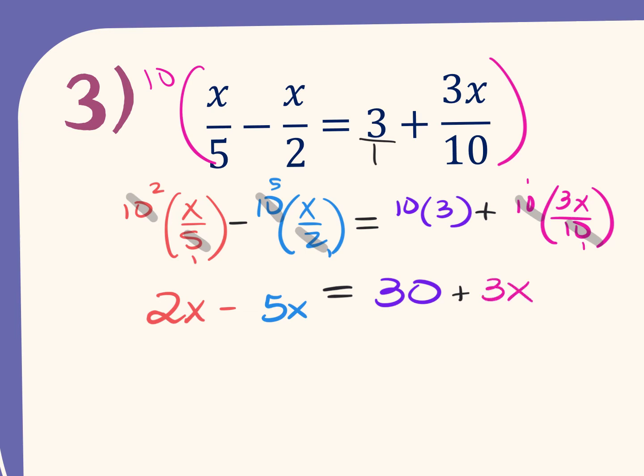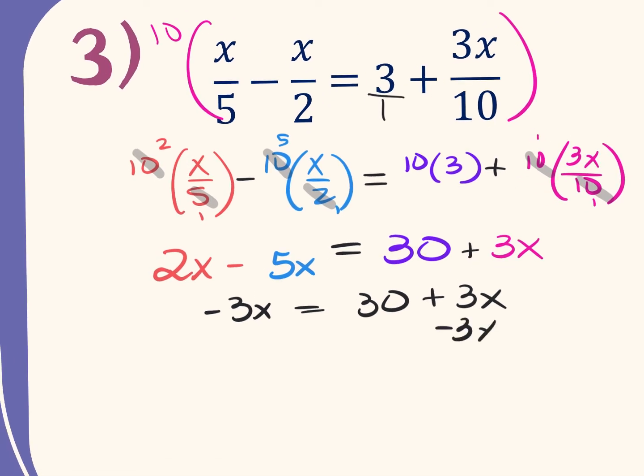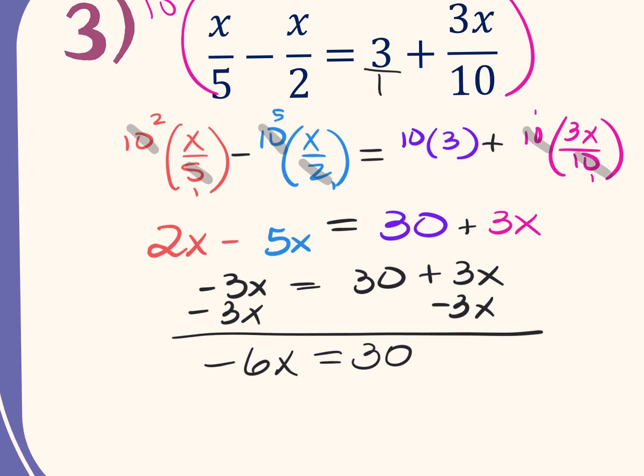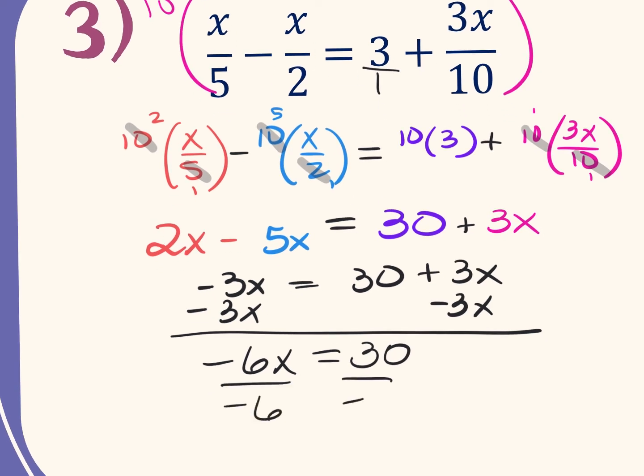So now I need to combine my like terms on the left. So 2x minus 5x is going to give me negative 3x. Drop down the right side. I now need to move the x's together. So I'm going to subtract 3x. And I get negative 6x equals 30. I now need to divide both sides by negative 6. And 30 divided by negative 6 is negative 5. Again, if you want to plug that back in to check to see if the two sides equal, you can. But we don't have to check for extraneous solutions yet.